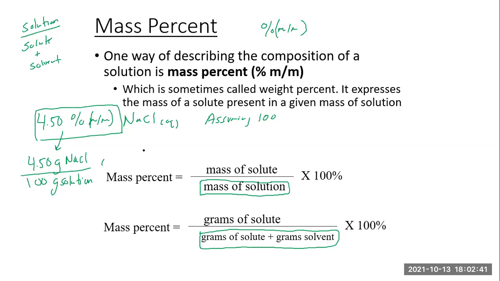Or we could use it the opposite way. In 100 grams of solution, there would be 4.50 grams of sodium chloride. So sometimes you may be given the percentage by mass. And again, it's sometimes easier just to convert it into a conversion factor and use it that way. So let's take a look at one here.